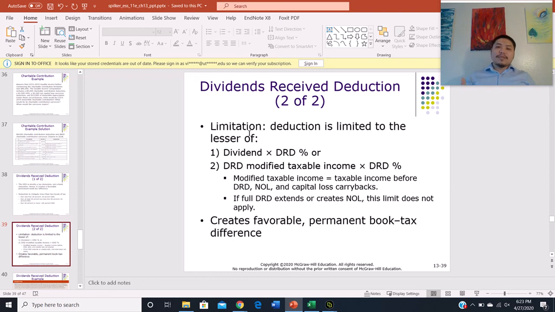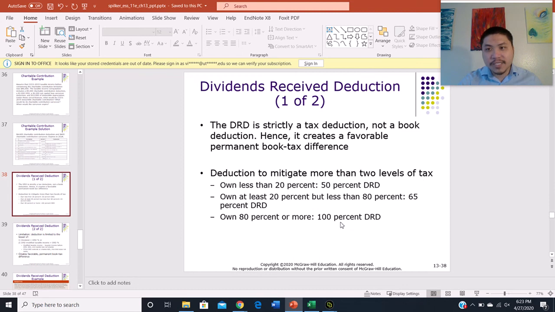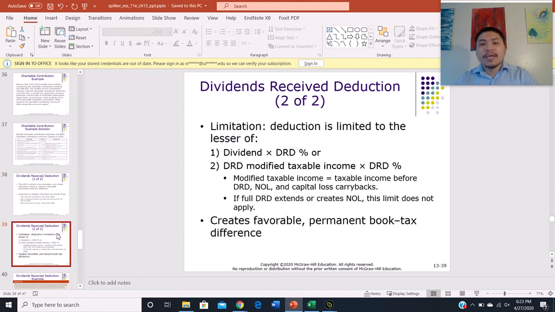Now, there's a limitation on this. The deduction is limited to the lesser of dividends times the DRD percentage rate, or the DRD modified taxable income times the DRD percentage. The DRD percentage is this amount: 50%, 65%, or 100%. The limitation applies to the lesser of these two: dividends times the DRD percentage, or DRD modified taxable income times the DRD percentage.